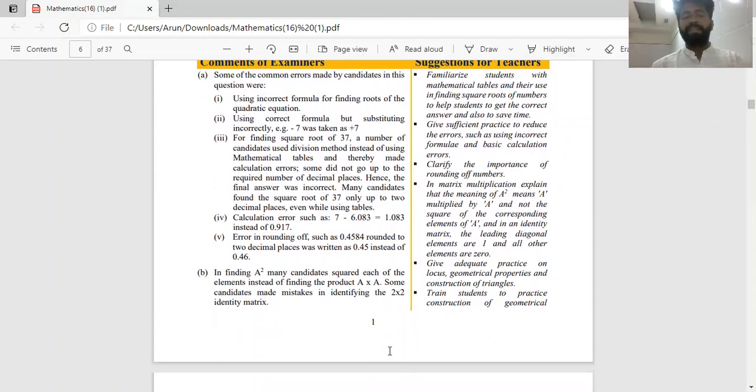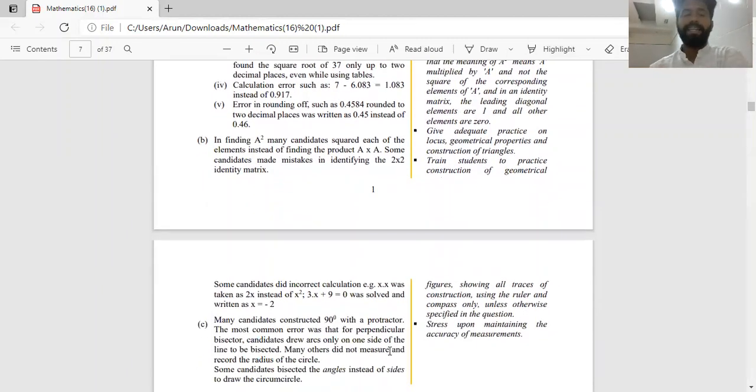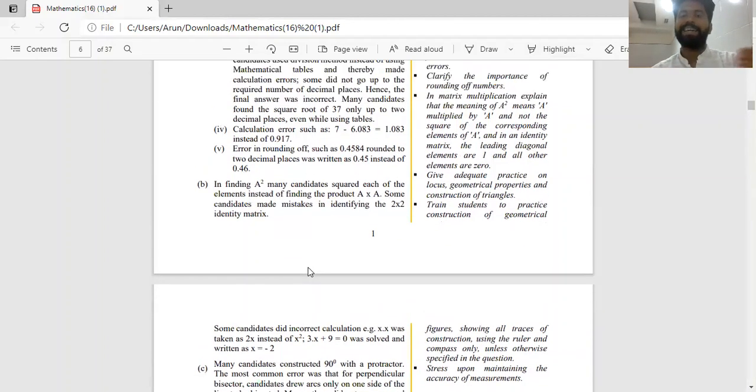Then some candidates also made mistakes in identifying the 2 cross 2 identity matrix. It will be [1 0; 0 1]. We should know that, because if it is written as I, then the diagonal elements are 1 and all the rest of the elements are 0. Some candidates also did incorrect calculation: x into x was written as 2x instead of x square. Very basic mistakes. So please keep in mind when you are solving sums from this chapter, you have to guard against these mistakes and not make them.